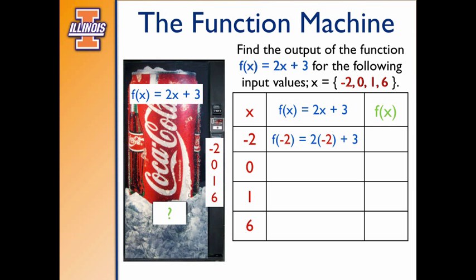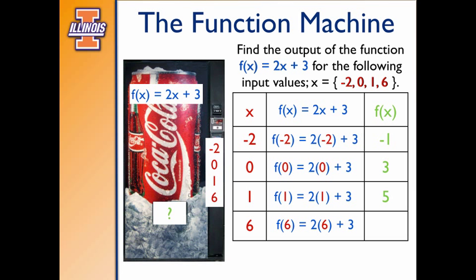I first substitute in negative 2. 2 times negative 2 plus 3 is equal to negative 1. So I have my first output value. Then I substitute in my 0 on the next line. So 2 times 0 plus 3 is equal to 3. F of 1 is equal to 2 times 1 plus 3. Gives us 5. And my last row, 2 times 6 plus 3 is equal to 15.